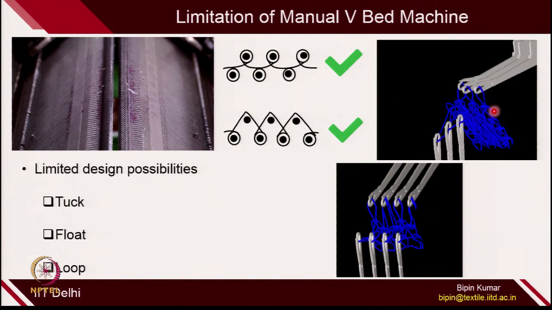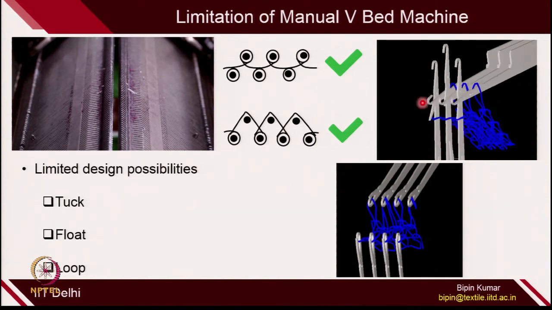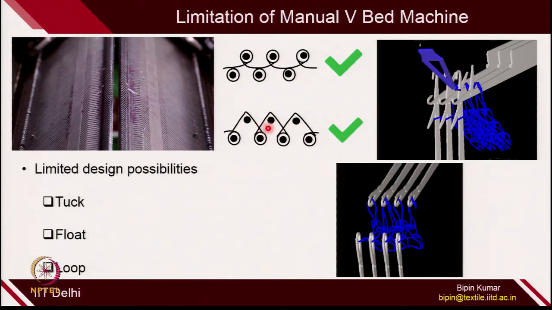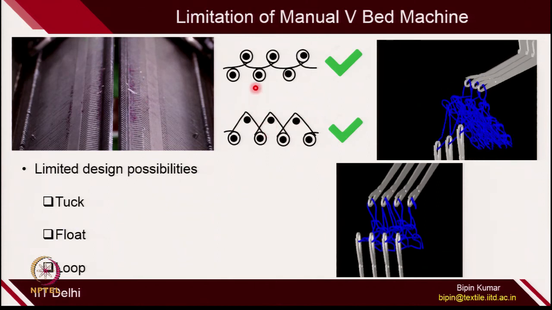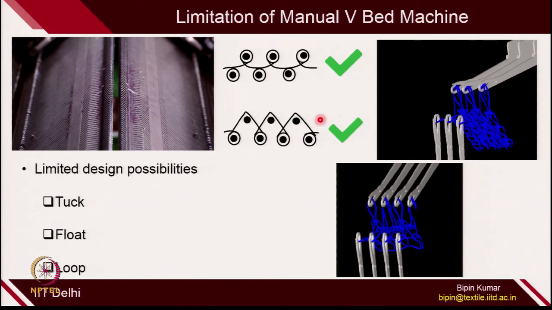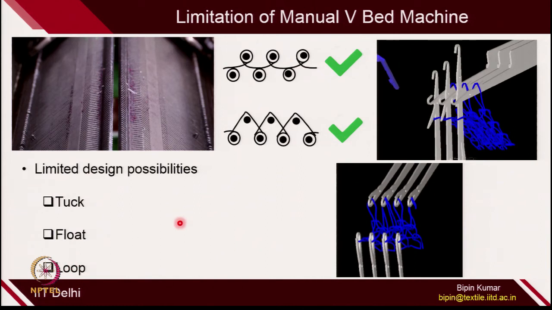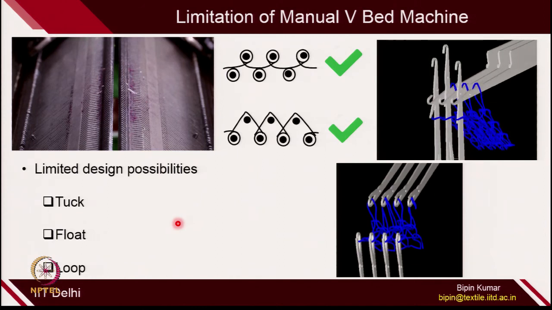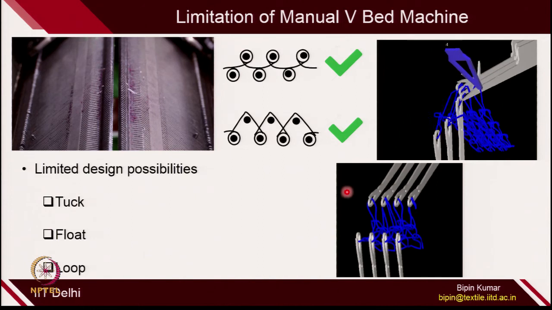If you see the animation, the front bed is making loop and the back bed is making tuck. This is what you are doing, and in the next course both are making loops. So these designs are possible, where all the needles of either bed can make tuck, float or loops. These are the simple designs. We have also seen cardigan, double half cardigan, rib. Based on float structures, we have also seen Milano rib, rib ripple, all those structures we have already seen.